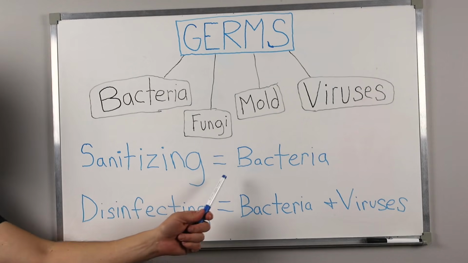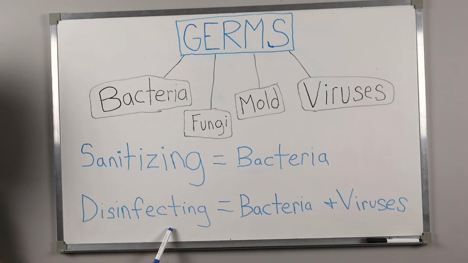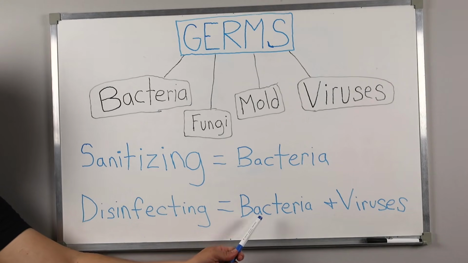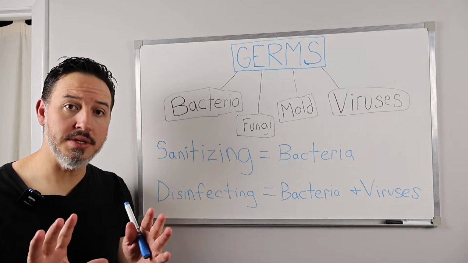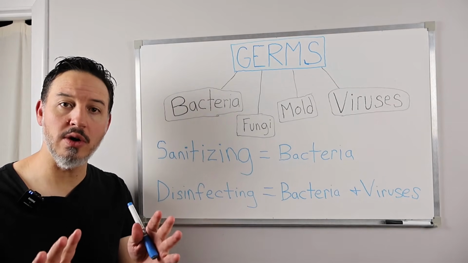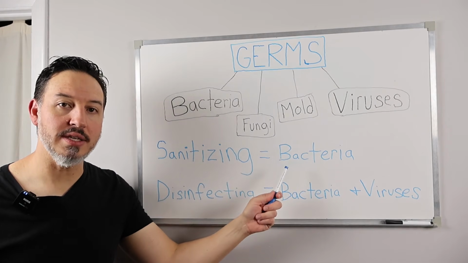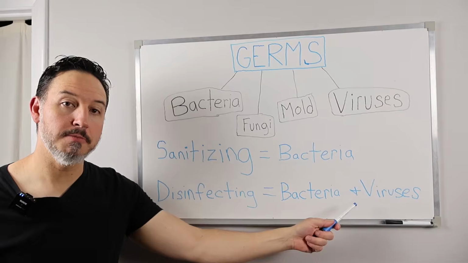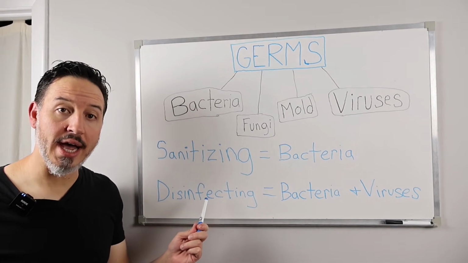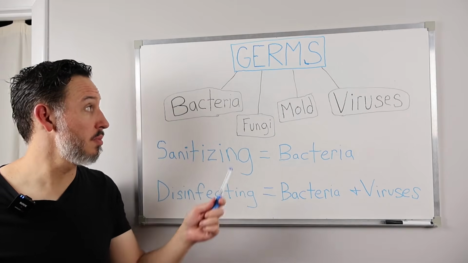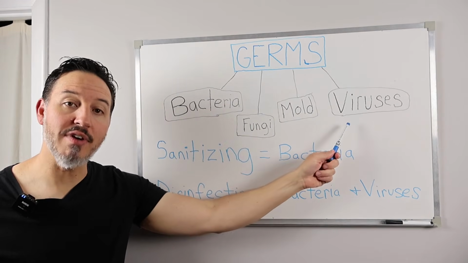Sanitizing kills bacteria and disinfecting kills bacteria and viruses. Sanitizing means you're reducing the bacteria on the surface by killing it, but it's completely ineffective at killing viruses. Disinfecting is stronger. Disinfecting products are designed to kill far more germs, not just bacteria, but bacteria and viruses.